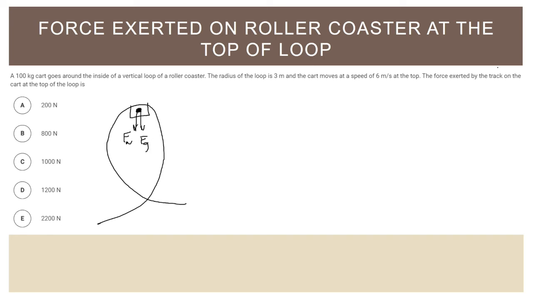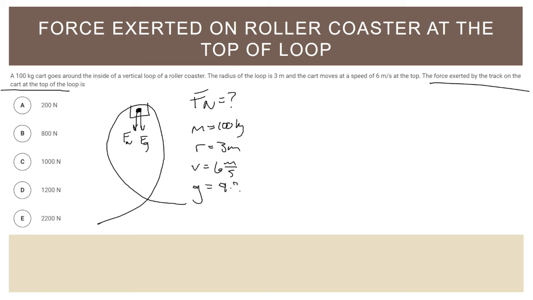And since the question here is asking you about the force exerted by the track, they're asking you for the normal force. And so we know here the mass of the cart is 100 kilograms. We know the radius is 3 meters. We know the speed at the top, it says, is 6 meters per second. And we know g here, of course, is 9.8 meters per second squared. And so because both of these forces are going towards the center of the circle, we have a pretty easy time.